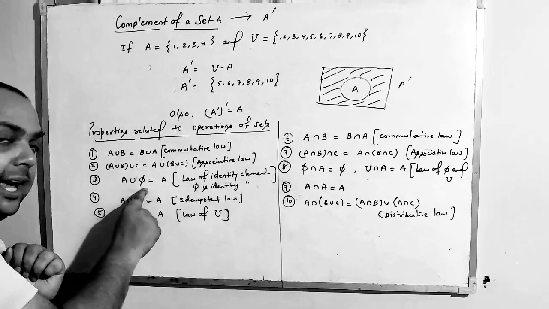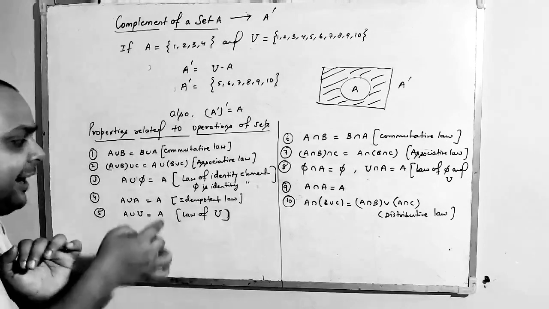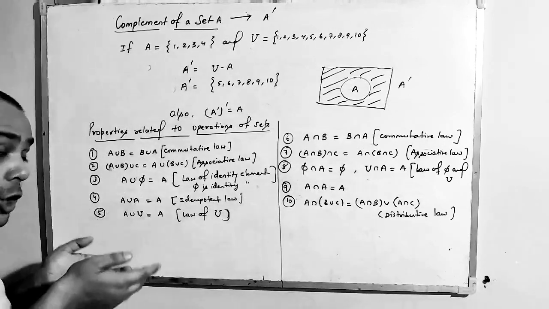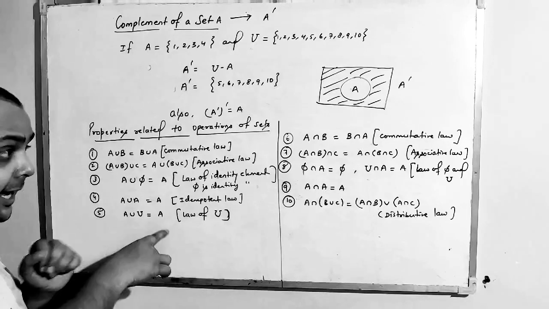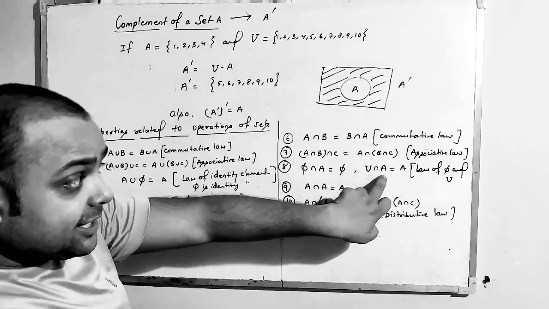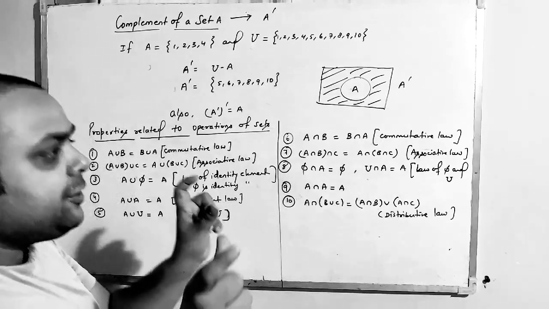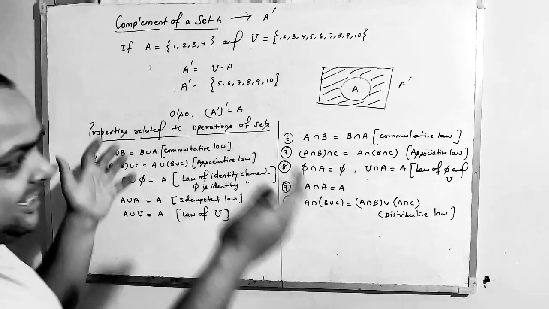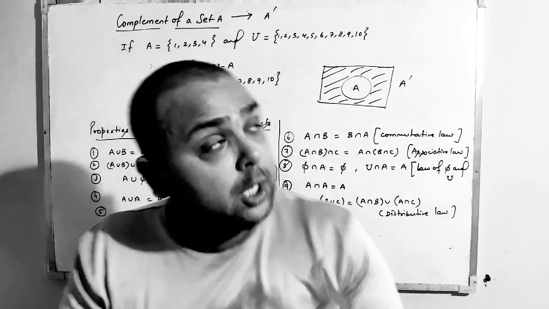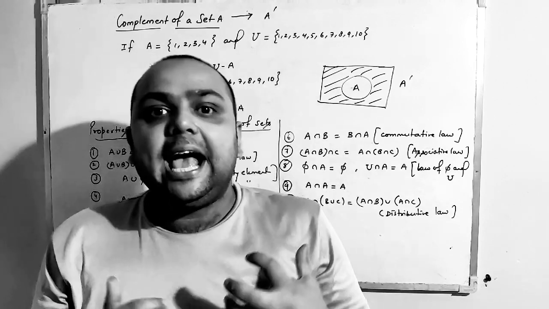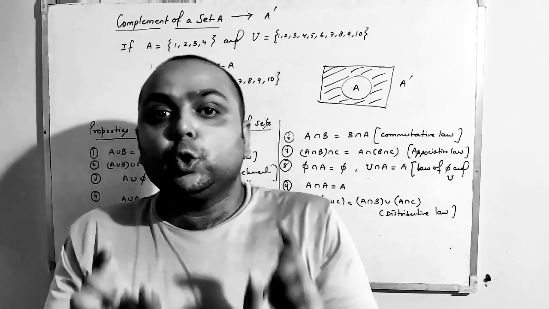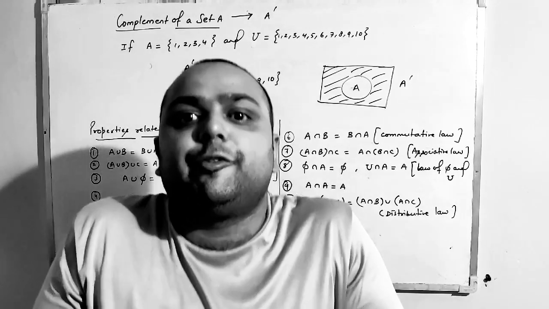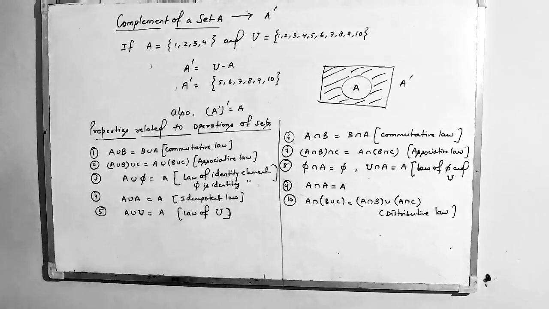A union phi, the combination of A and phi, is A. The intersection of phi and A is phi. The combination of A union universal is the universal set. Universal intersection A is A. These are the relations which we are going to use in the problems. So I hope you understand these properties. This is also written in a book, so please go through all the properties, and in the next part I will show you a formula to calculate problems using the Venn diagram in case of relation between two sets.